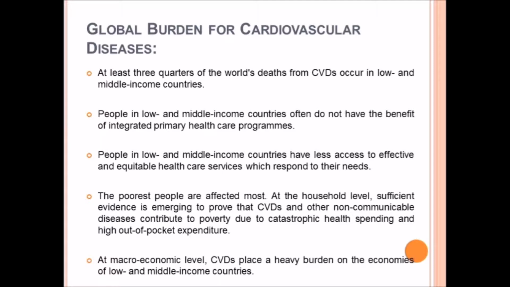As a result, many people in low and middle-income countries are detected late in the course of the disease and die younger from CVD and other non-communicable diseases, often in their most productive years. The poorest people in low and middle-income countries are affected most. At the household level, sufficient evidence is emerging to prove that CVD and other non-communicable diseases contribute to poverty due to catastrophic health spending and high out-of-pocket expenditure. At macroeconomic level, CVD place a heavy burden on the economies of low and middle-income countries.